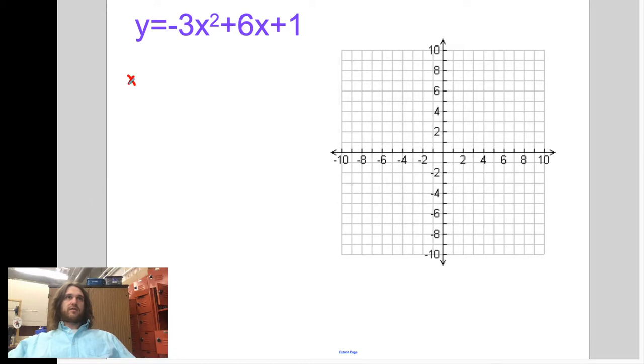In red, axis of symmetry. Feel free to pause right now and try this one on your own if you want. Negative b over 2a. Let's do this. Negative 6, 2 over negative 3. We end up with negative 6 divided by negative 6, which is 1.